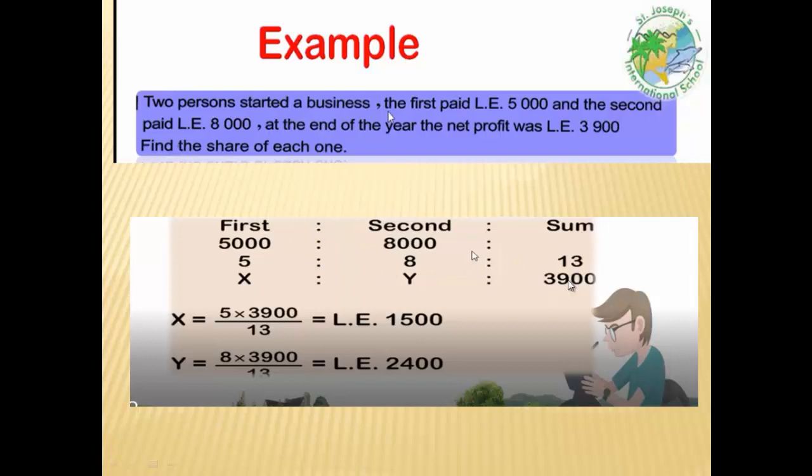Okay? Then now we can find X value اللي هو first paid and the Y value by multiplications or cross multiplications. 3,900 times 5 over 13, it will be 1,500. Y, 8 times 3,900 over 13 equal to 2,400.